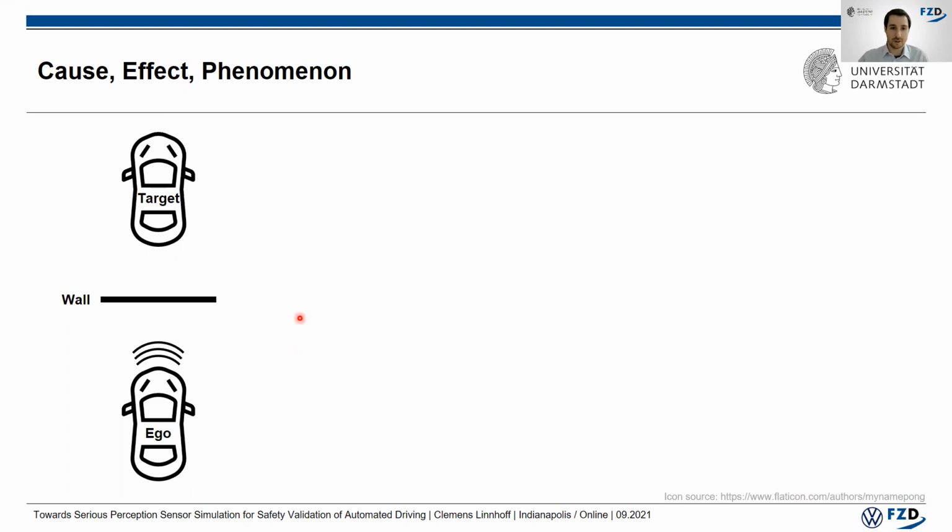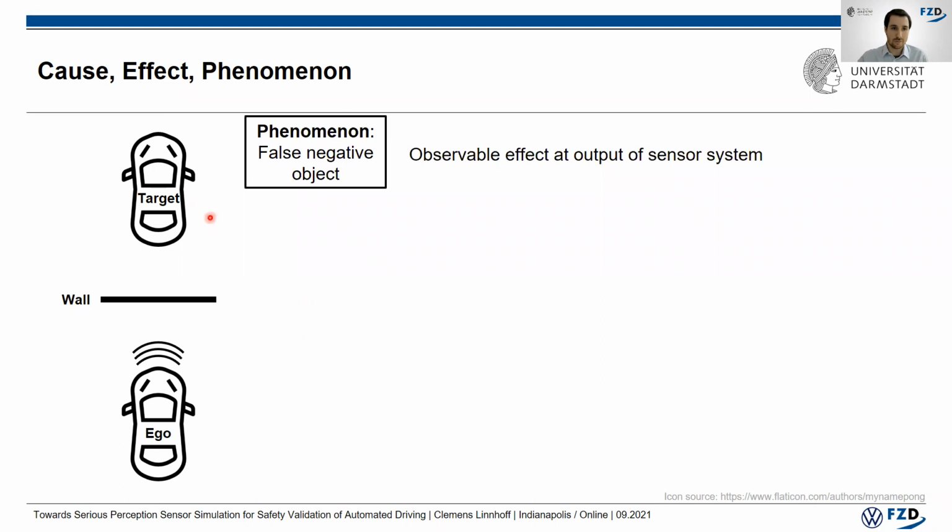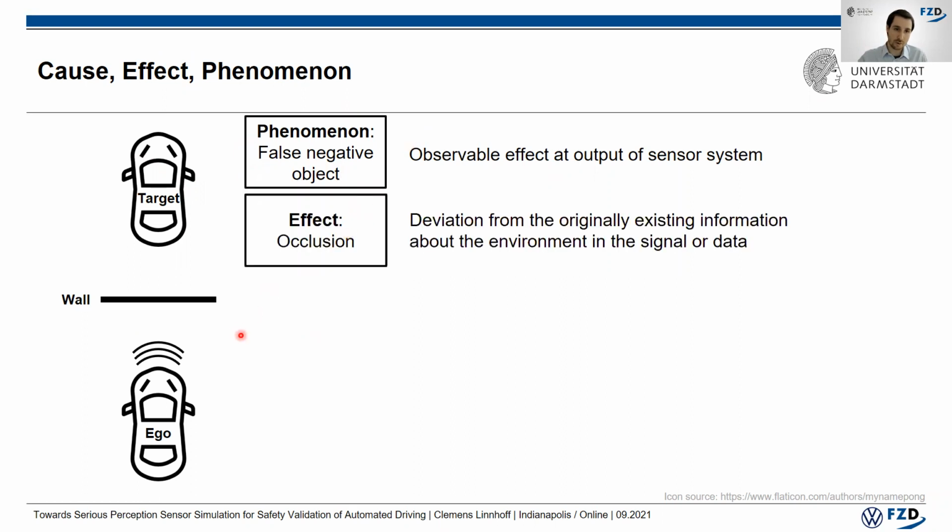So what will happen in this scenario? Of course, this target will not be visible. So in the ground truth, it is there, but it's not detected, so we consider it a false negative object. And every observable effect at the output of a sensor system we call phenomenon. And this phenomenon is caused by the occlusion that happens during the signal propagation in the environment.